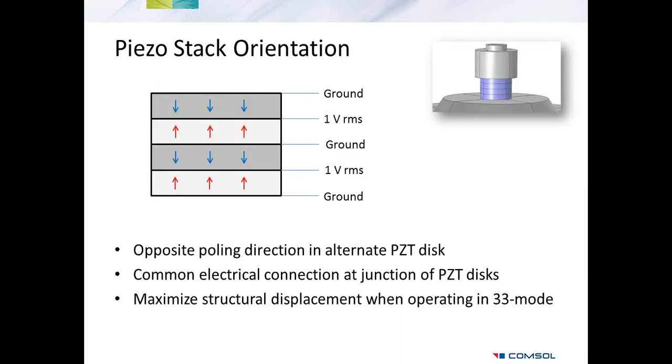In order to maximize the structural displacement and also make sure that the displacements are in phase, we need to have the poling direction to be reversed in alternate piezo layers in this stack. In COMSOL, by default, we assume that the poling direction is along the positive z-axis. We will find out how we can use a rotated coordinate system to create a negative z-poling direction.